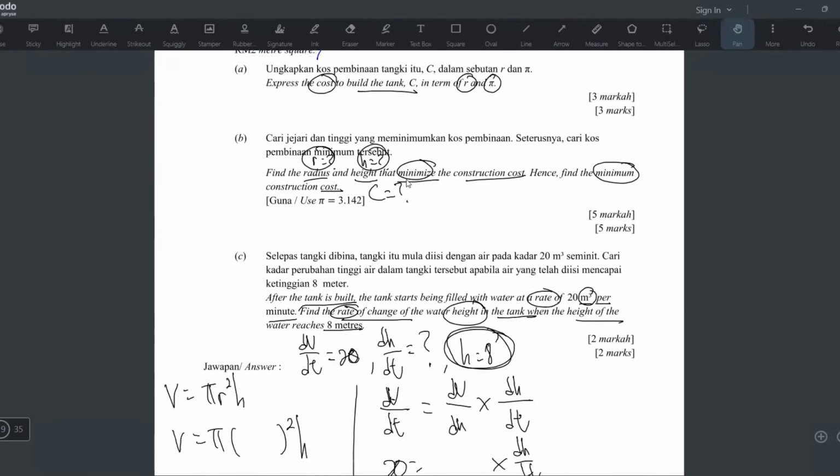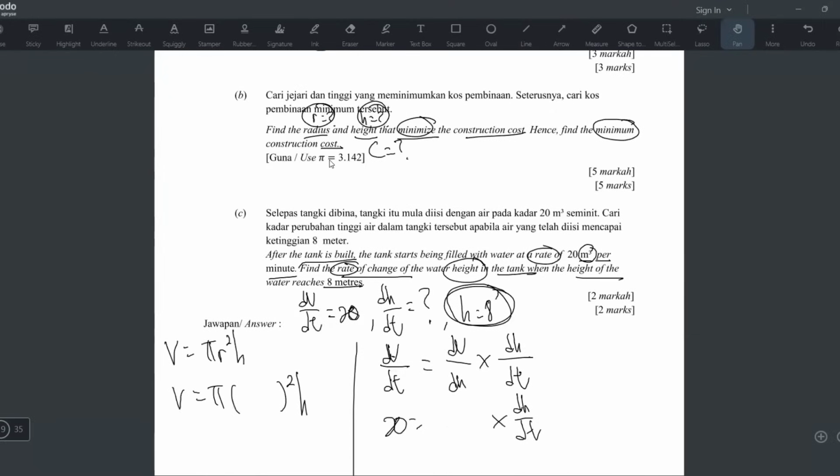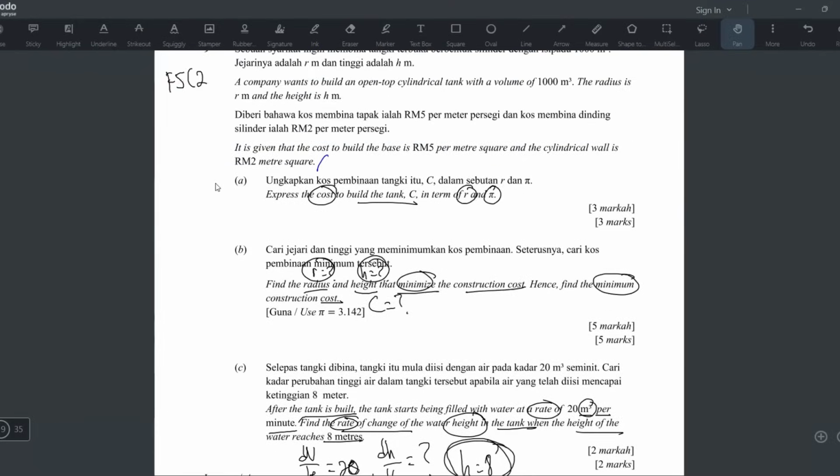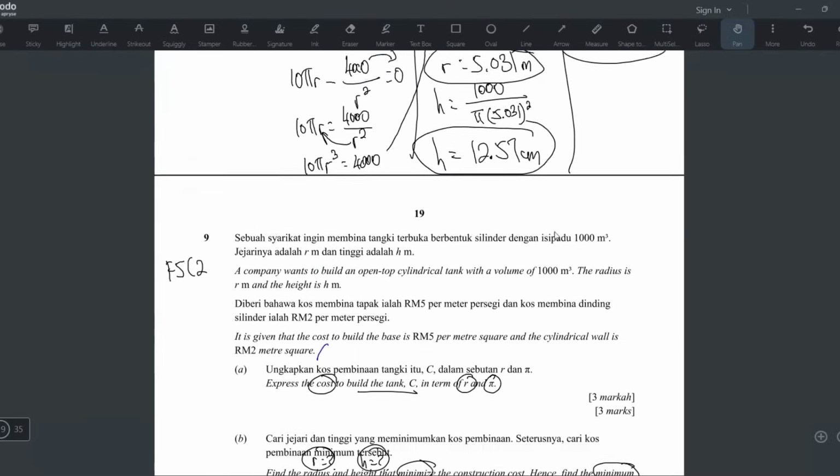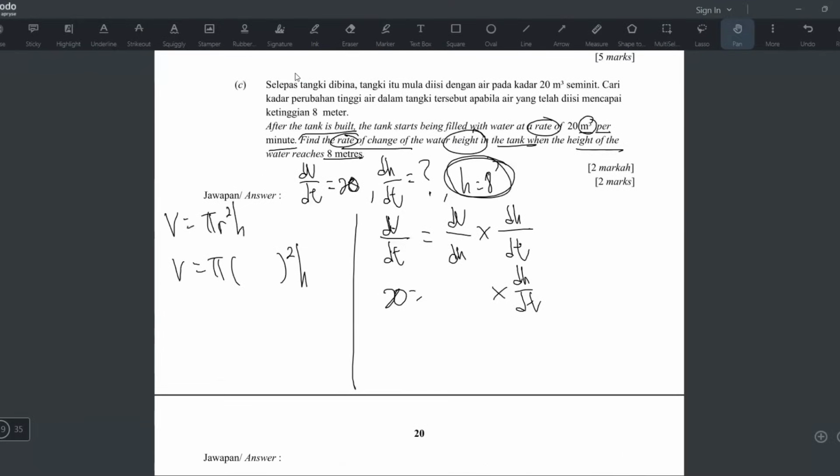And then now the C continues from that question. So we can assume that the radius of the cylinder will be the minimum radius here lah, 5.031. So yeah, I can masuk 5.031 here. Okay, but the H jangan ganti because later you have to find dv/dh.